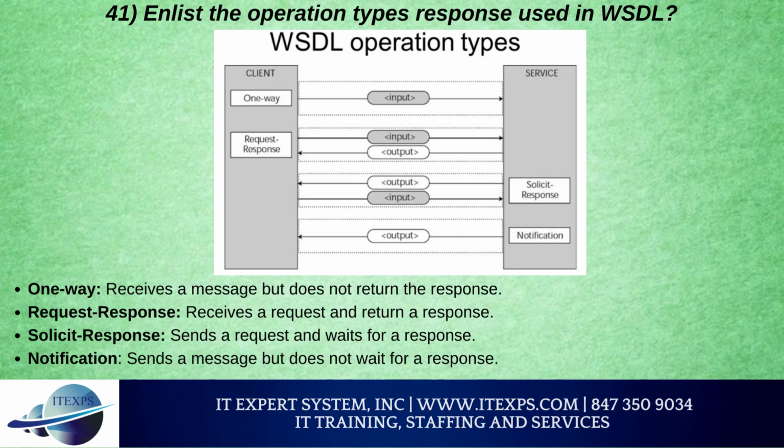Enlist the operation types response used in WSDL. Answer. WSDL basically defines 4 types of operation type responses. These are enlisted below. One way. Receives a message but does not return the response. Request response. Receives a request and return a response. Solicit response. Sends a request and waits for a response. Notification. Sends a message but does not wait for a response. Among these, request response is the most common operation type.